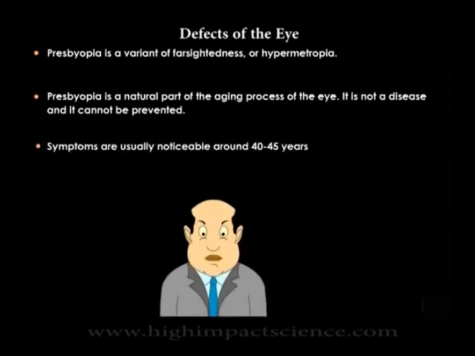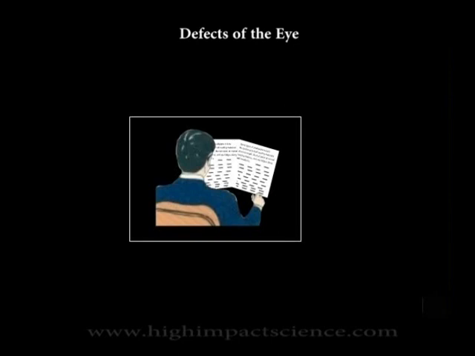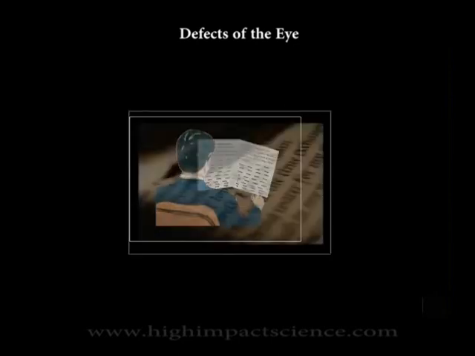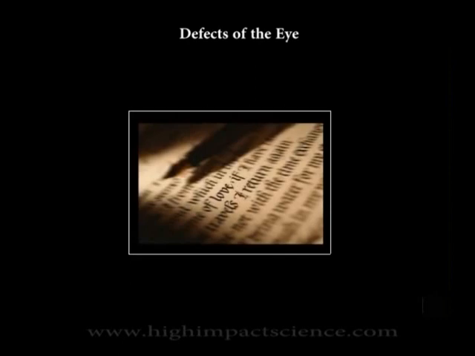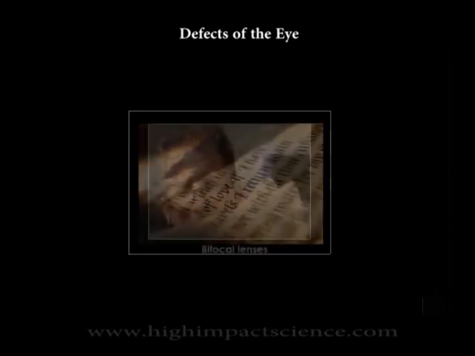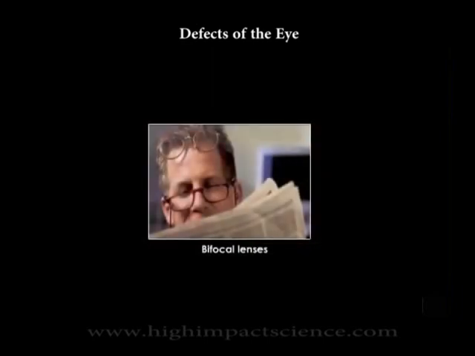Symptoms are normally noticeable around 40 to 45 years of age. Some signs of presbyopia include the tendency to hold reading materials at arm length, blurred vision at normal reading distance, and eye fatigue, along with a headache. Bifocal lenses are used to correct this defect.